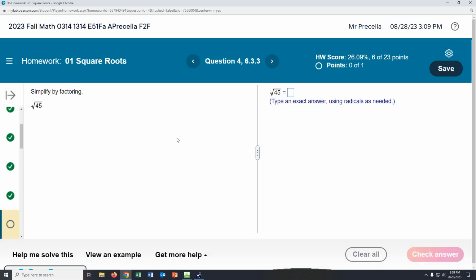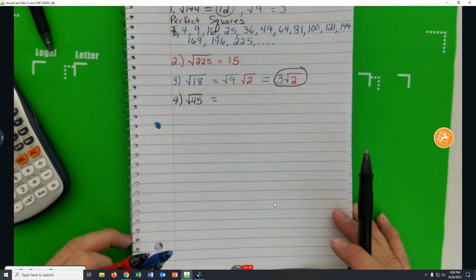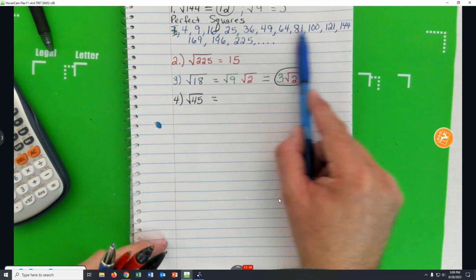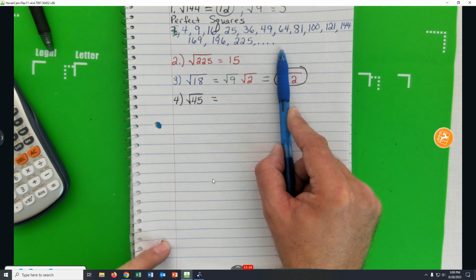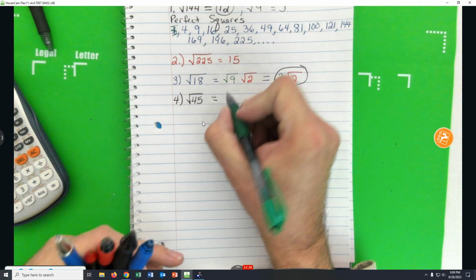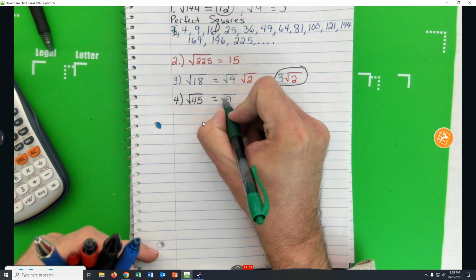Square root of 45. Well, it's a bigger number than 18, but is it similar to number 3? Let's see. 45 isn't one of our perfect squares, is it? What's the biggest perfect square that divides evenly into 45? 9. That's just a coincidence. That doesn't mean your answers for 3 and 4 are going to involve a 9.